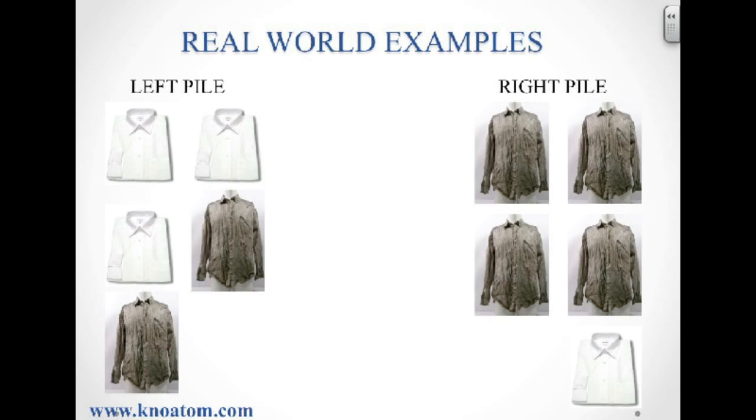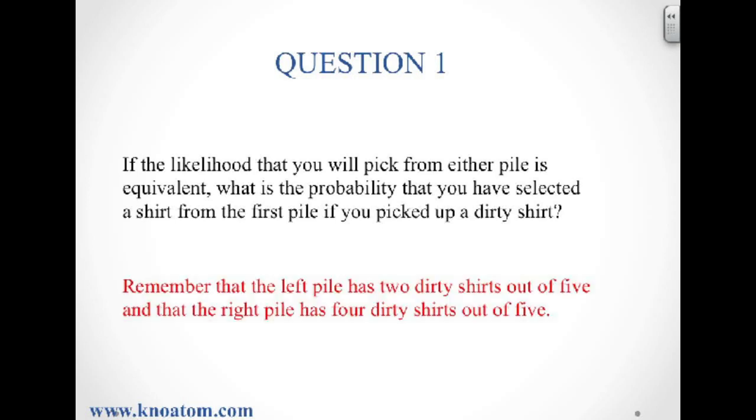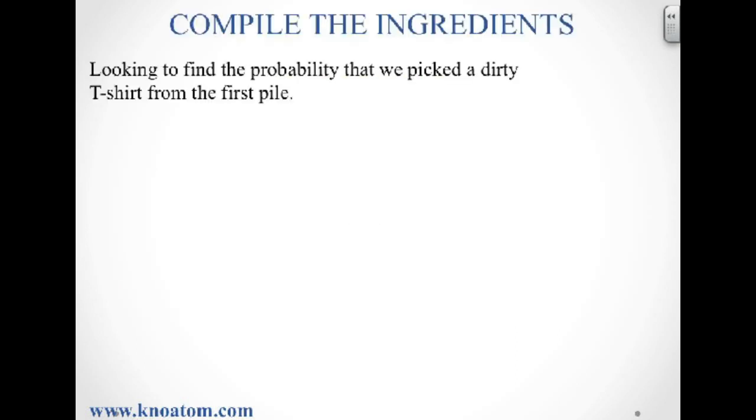If the likelihood that you will pick from either pile is equivalent, what is the probability that you have selected a shirt from the first pile if you picked a dirty shirt? In this typical scenario, we are looking to find the probability that we picked a t-shirt from the first pile given the unfortunate information that we have picked a dirty t-shirt.